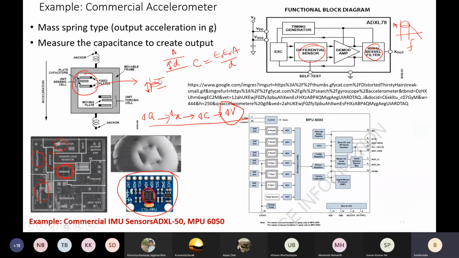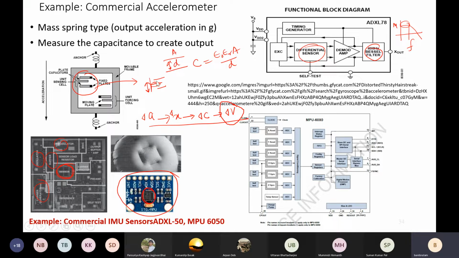So the capacitance across the top and middle, if it increases between top and middle, for middle and bottom it will be decreasing. One side gap will increase, another side gap will decrease. So accordingly, one side capacitance will increase, another side capacitance will decrease. So the differential capacitance, we convert into voltage using a dedicated circuit. So this is for the sensing purpose. Unit sensing cell it is written, right?